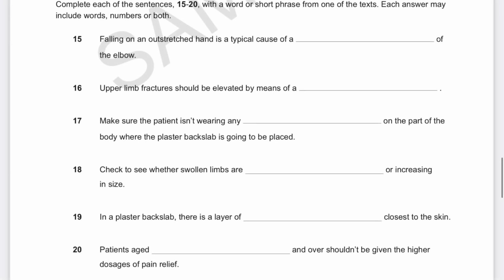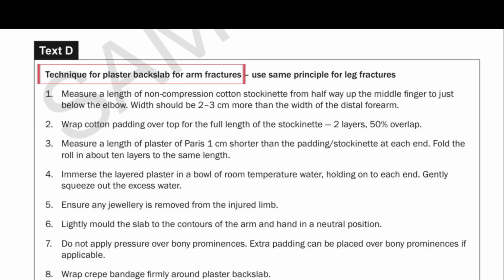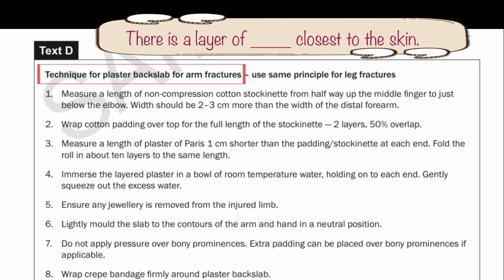Number 19. In a plaster back slab, there is a layer of blank closest to the skin. So keywords are plaster back slab. So definitely we'll have to go to text D because it is about plaster back slab. Now looking at the question, there is a layer of blank closest to the skin. So closest to the skin would mean what layer should be applied first. So we're going to scan for the answer.